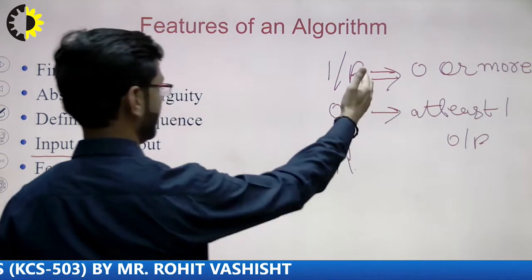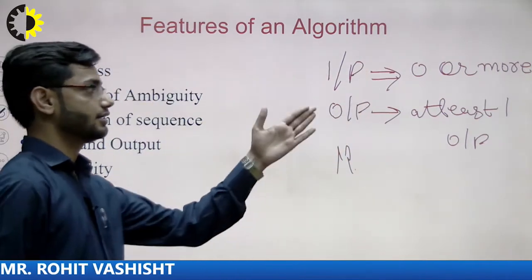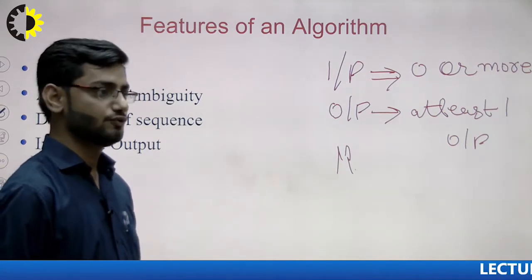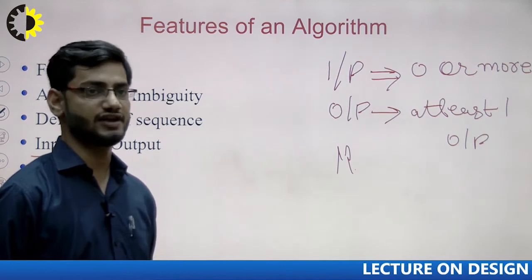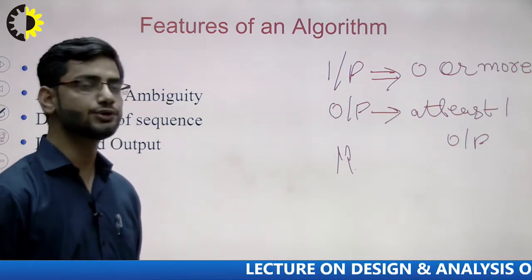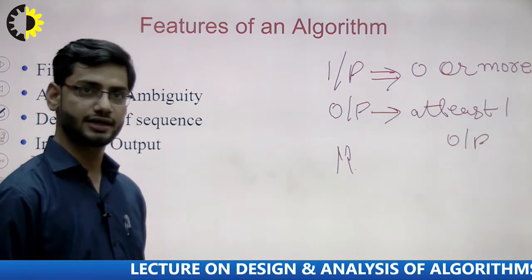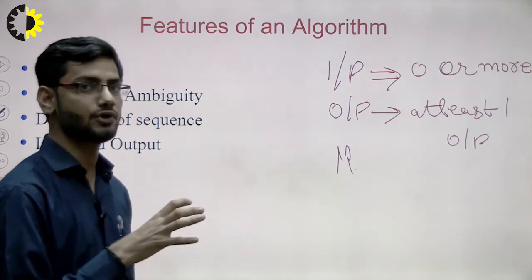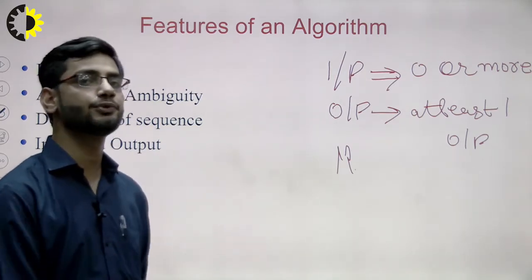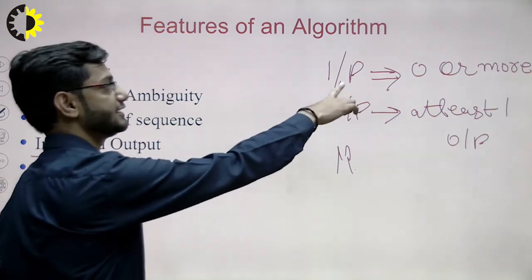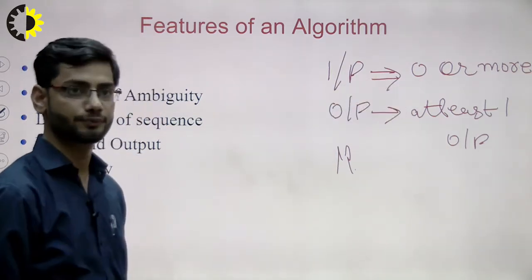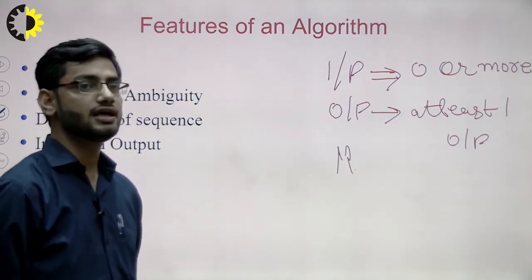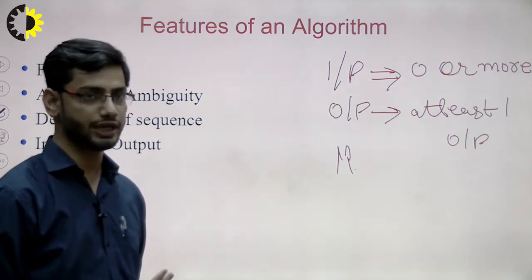When I am talking about input and output, for example, I want to write an algorithm for printing the message "welcome to design and analysis of algorithms lecture series". So I need no input from the user side. Clear? When I want to print any message on the output screen, I want no input from the user. So in that case input will be 0. And for example, if I want to find the sum of 2 numbers, I require 2 inputs from the user.